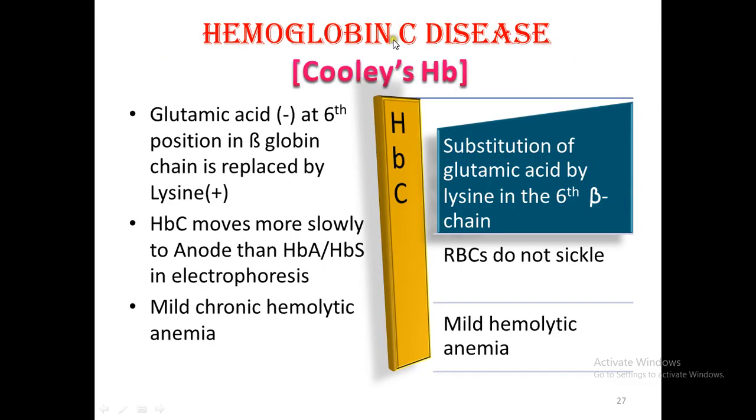The next disease we'll study is hemoglobin C disease, which is also called, why is it called C? Because this hemoglobin is called Cooley's hemoglobin. Here also, the beta globin chain is the defective chain. Again, at the 6th position where glutamic acid should have been, the glutamic acid is replaced, this time by lysine. Hemoglobin C therefore moves, and lysine, of course, we know is a positively charged amino acid. So hemoglobin C moves even more slowly to the anode than hemoglobin A or hemoglobin S during electrophoresis.